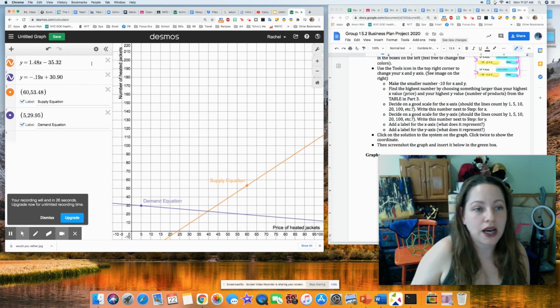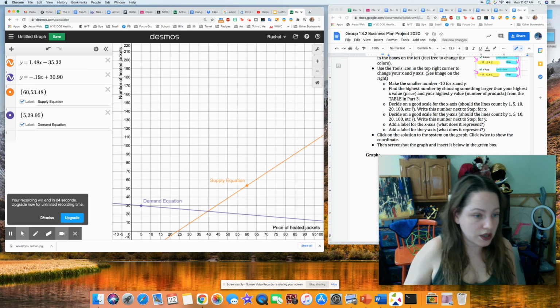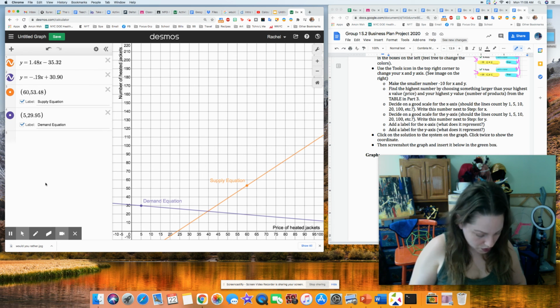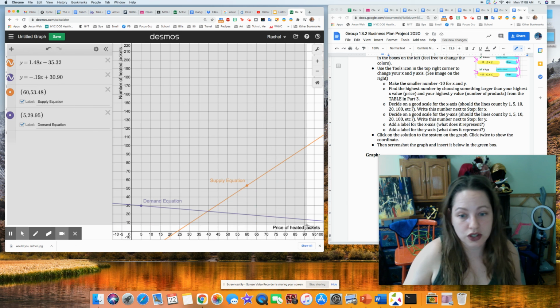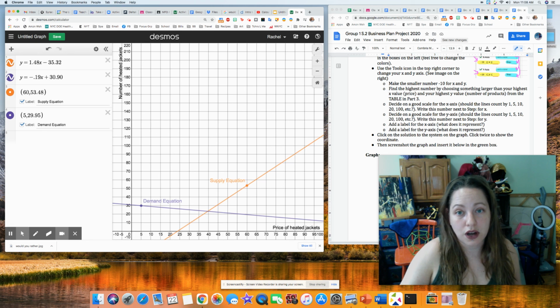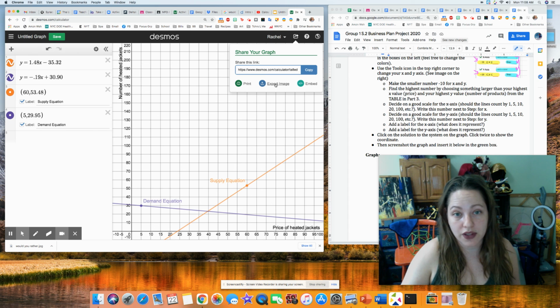Great. So now you screenshot. You can do that however you know how to do. I'm on a Mac, so I do Shift-Command-4, and then I just screenshot it. Okay, you can also click this to export the image. And that's it.